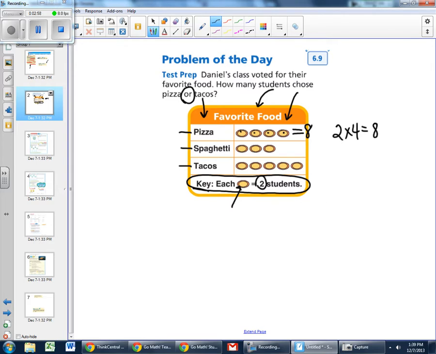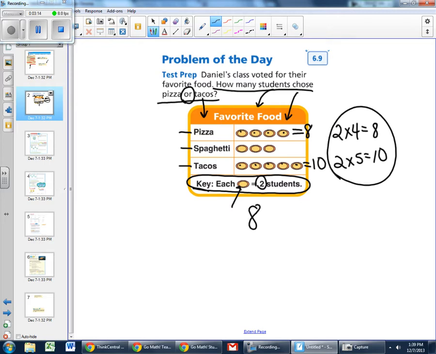And then it wants tacos. 2, 4, 6, 8, 10, or 2 times 5 equals 10. And it wants to know how many students chose pizza or tacos. So we want to know both of these combined. So we have 8 plus 10, which equals 18. And we're going to label it because it wants to know how many students. So it would be 18 students.